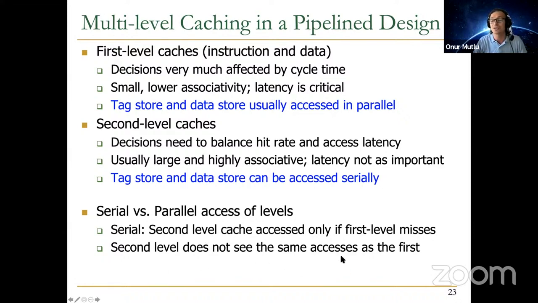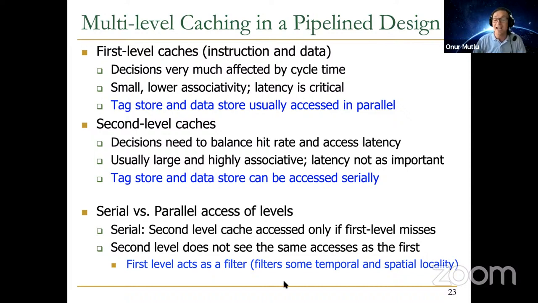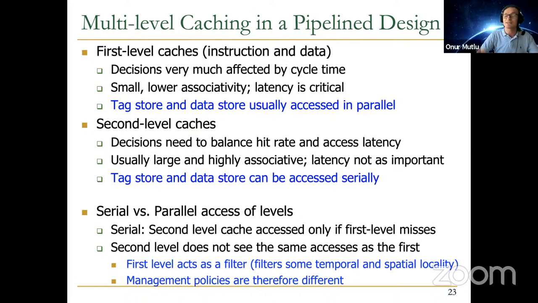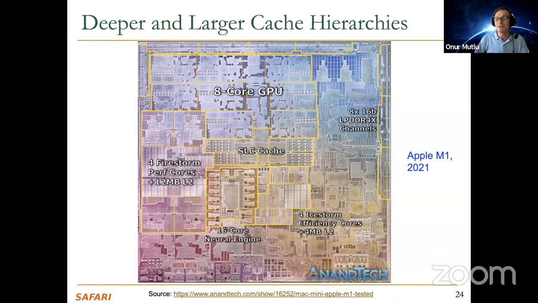So as a result, second level caches don't see the same accesses as the first, and this is true increasingly to the later levels. So first level cache acts as a filter. It really filters some temporal and spatial locality, basically. And management policies in different caches are therefore quite different from each other. Okay, I'm not going to go through the management policies here, but we will talk about them in a little bit. But I will show you some pictures of these different cache hierarchies.